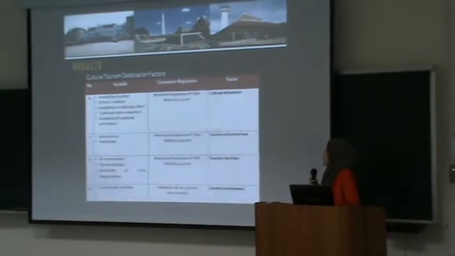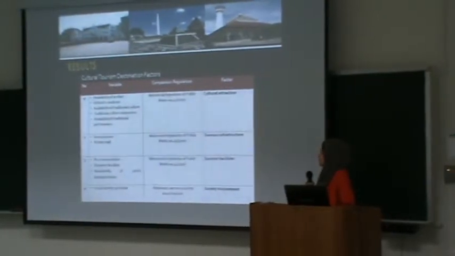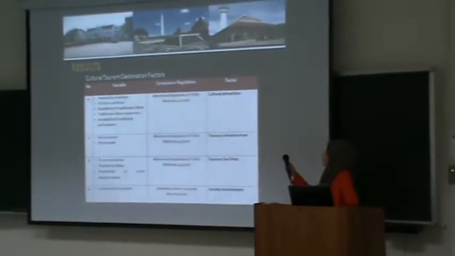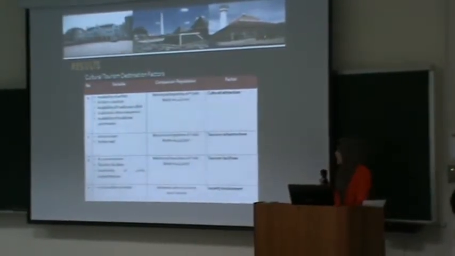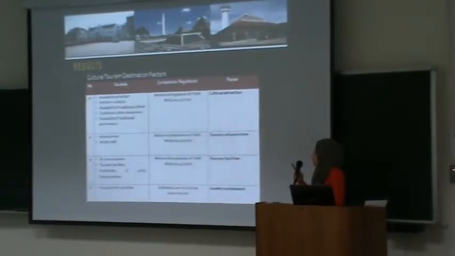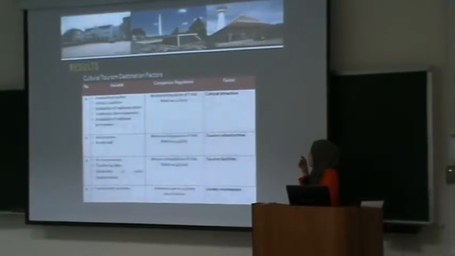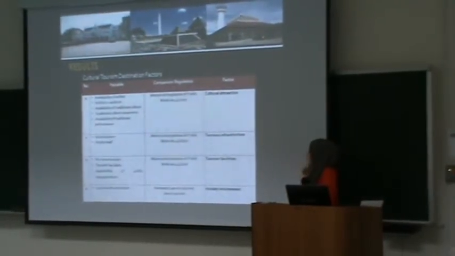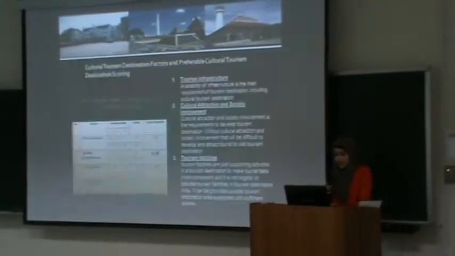First is about the cultural tourism destination factors. Here, I will make a comparison between some variables and the regulations which are related to tourism. Here, I can group some variables, and finally I derive the factors, which are cultural attraction, tourism infrastructure, tourism facilities, and society involvement.